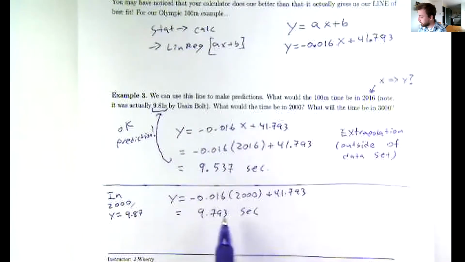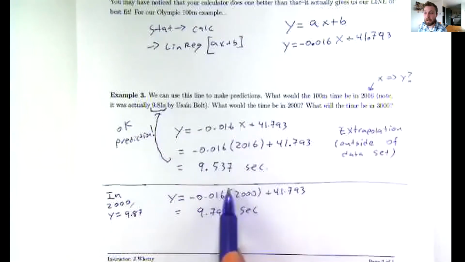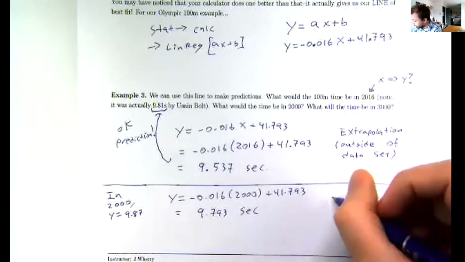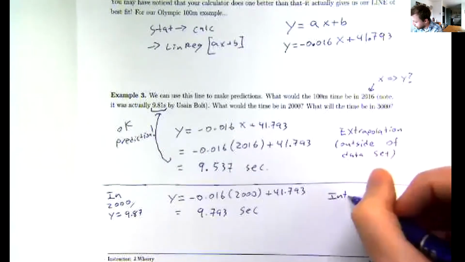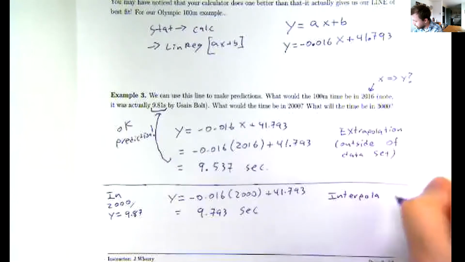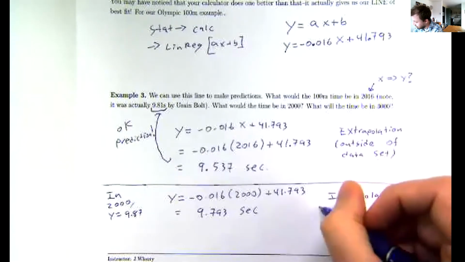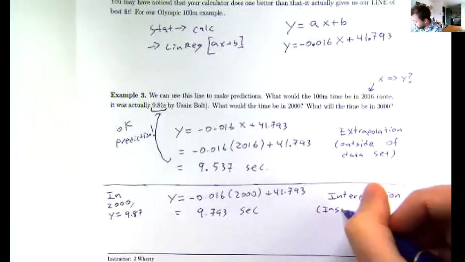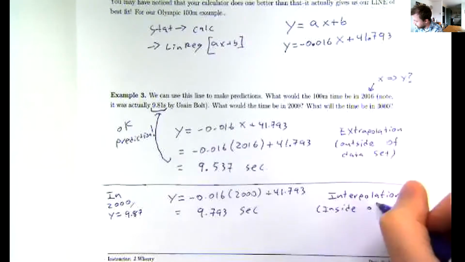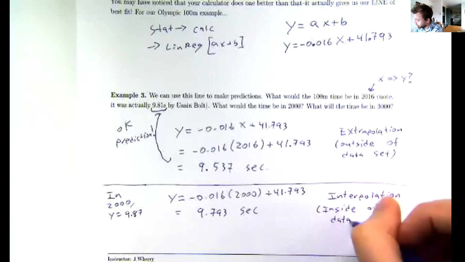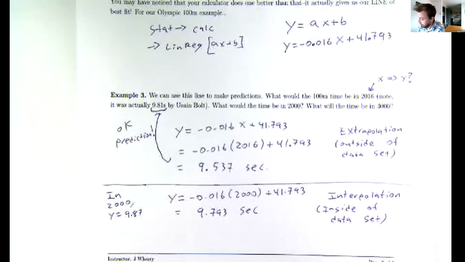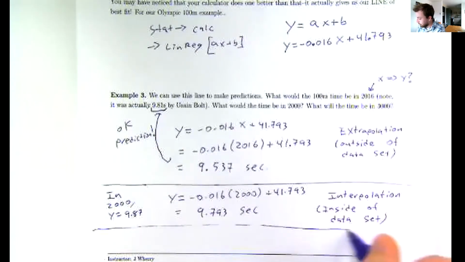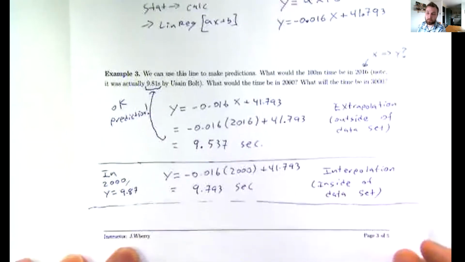One of the reasons for this is the year 2000 is inside of my data set, and whenever I make inside predictions, whenever I do interpolation, that's an inside the data set prediction, those tend to be stronger guesses. Extrapolation in the extreme, things can break down considerably.